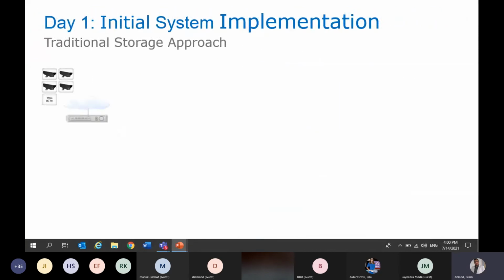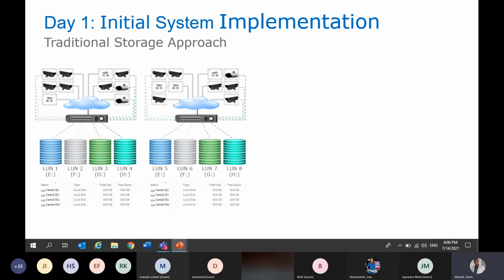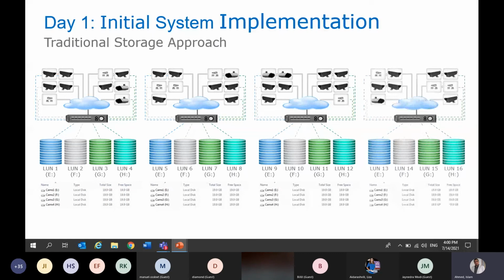Let's talk about the most important thing that differentiates Isilon from any other traditional storage in the market. Let's talk first about the initial system implementation, how to implement Isilon and how other traditional storage is implemented. As you can see, this is a traditional storage system implementation.